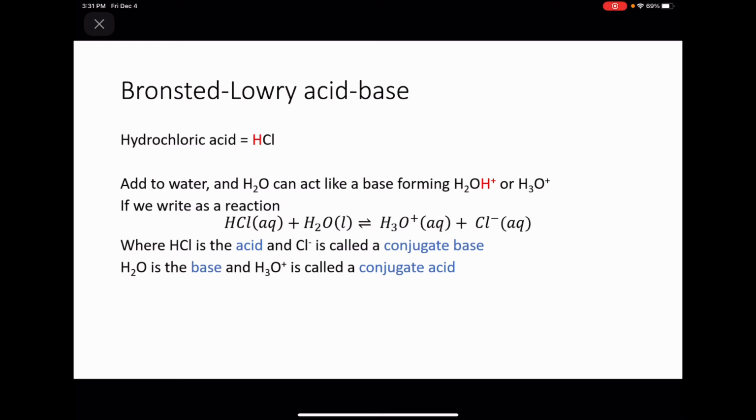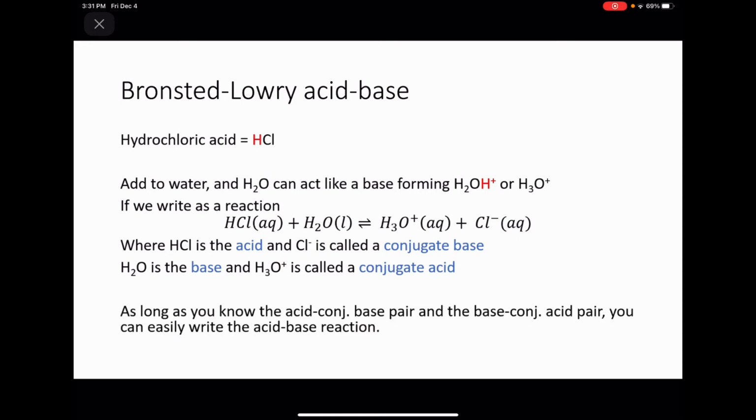And then since H2O is the base, we need to have the conjugate acid of H2O. So that's after it's accepted a proton, it's H3O plus. So any acid-base reaction is always acid plus base gives you conjugate acid plus conjugate base, which means that these acid conjugate base and base conjugate acid pairings are very important to learn, because if you learn those, then you can predict and write the products of any acid-base reaction.